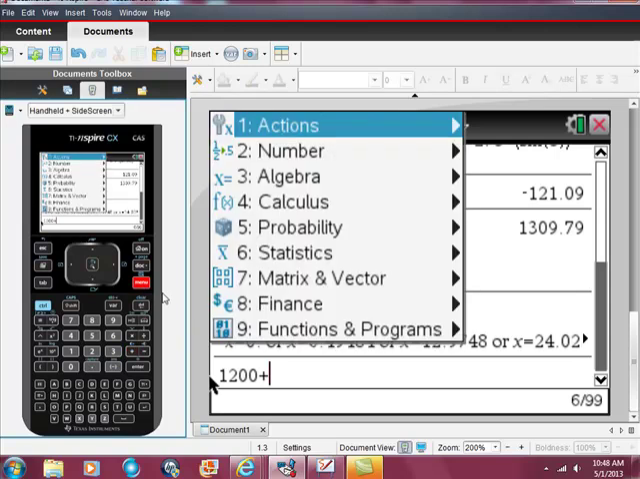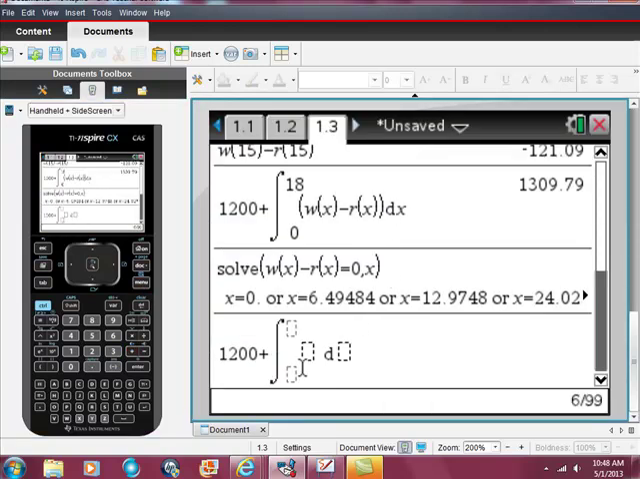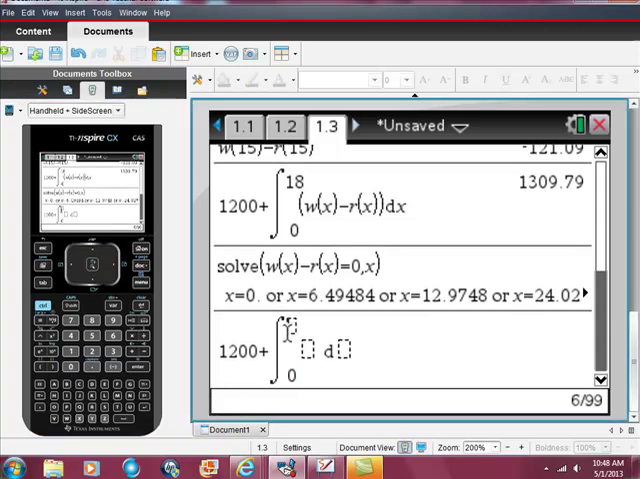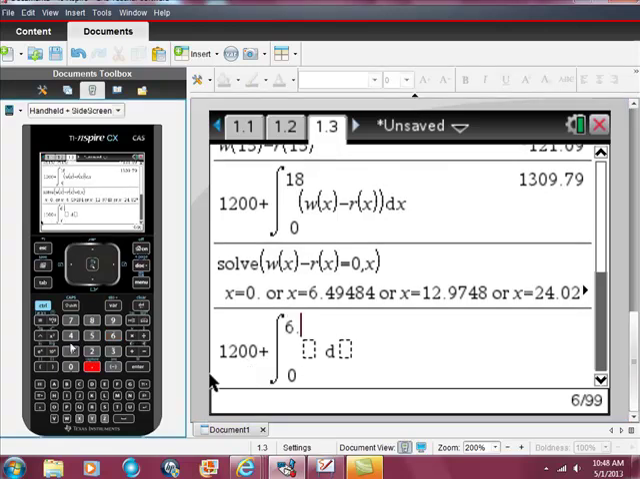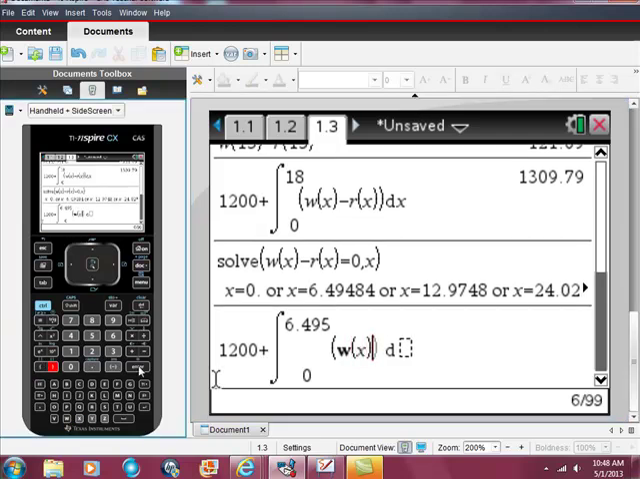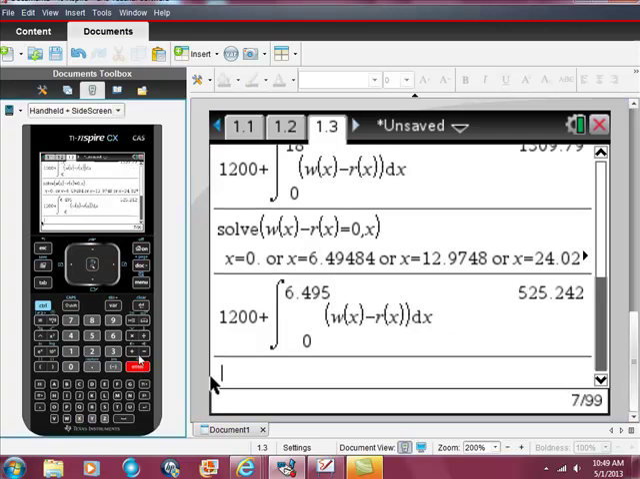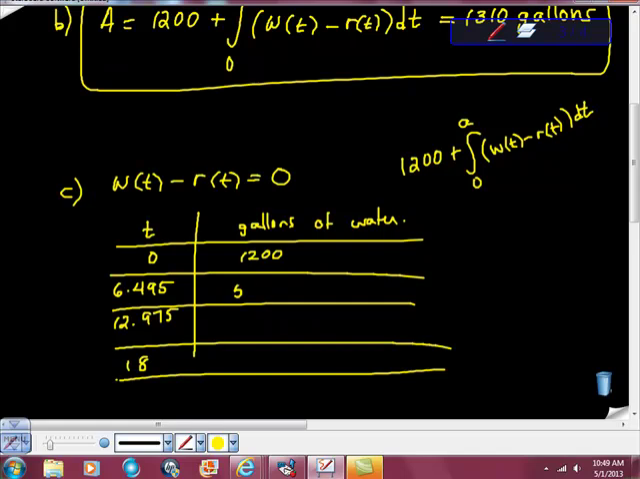menu, calculus, integral, and I want to start off with 0. And remember that value that we had was 6.495, of, open these up, W of x minus R of x dx. Hit enter. Got 525, I'm going to round to the nearest gallon, so 525 gallons. So check me out here. I'm going to put 525.